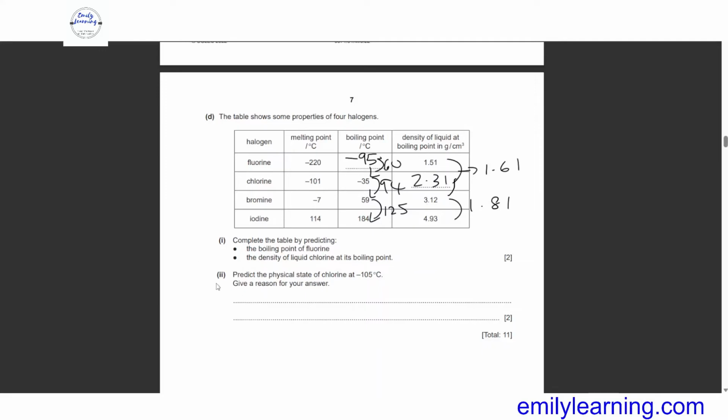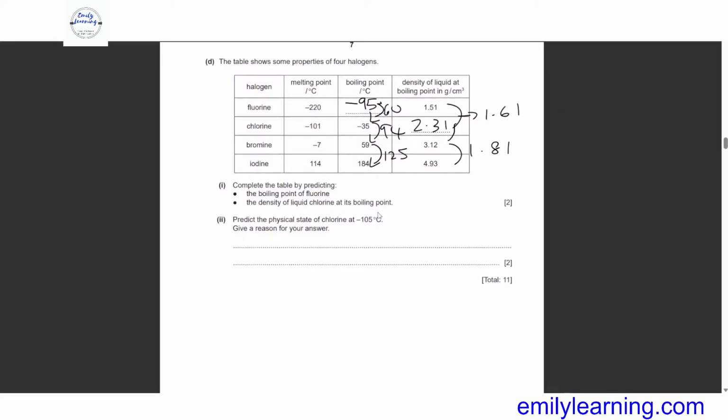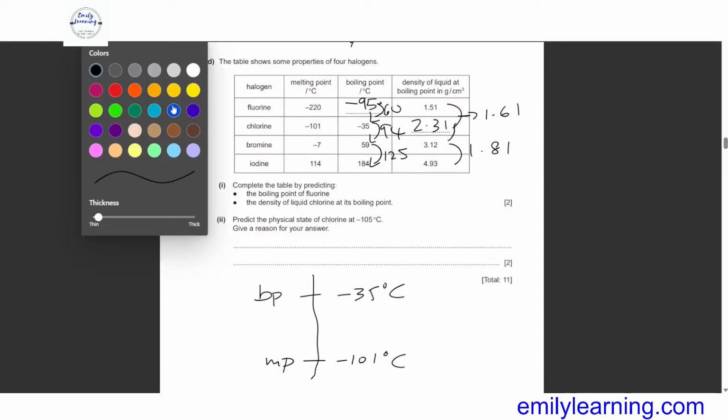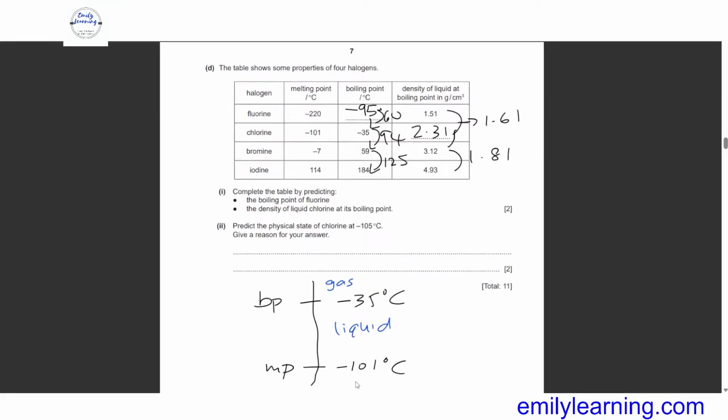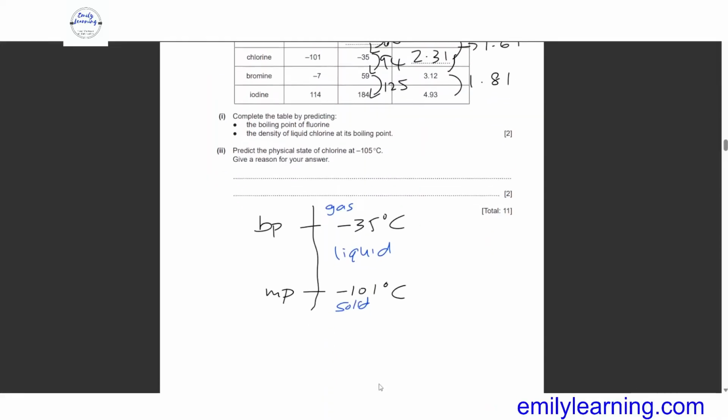Next, they asked to predict the physical state of chlorine at negative 150 degrees Celsius. So let's take a look. In order to find the state, you need to look at the melting and boiling point. So we know that negative 101 degrees Celsius is the melting point of chlorine. Negative 35 degrees Celsius is the boiling point. Anything above the boiling point is a gas. Anything between the boiling and the melting point is a liquid, and anything below the melting point, chlorine will be a solid. This is based on these melting point and boiling point figures.